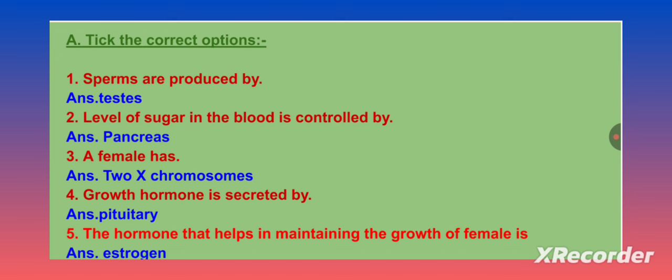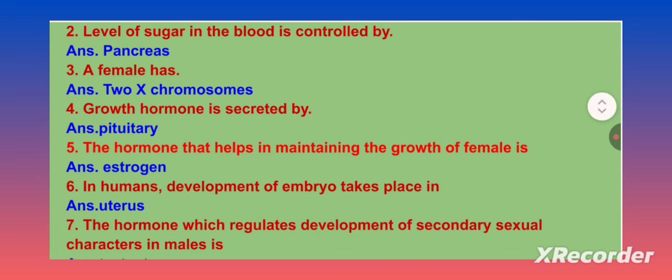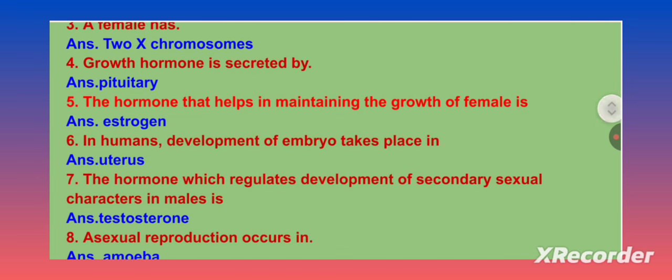A female has two X chromosomes. Growth hormone is secreted by pituitary. The hormone that helps in maintaining the growth of female is estrogen. In humans, development of embryo takes place in uterus.